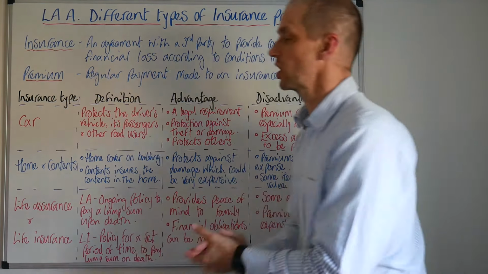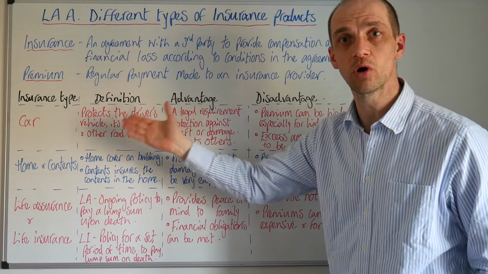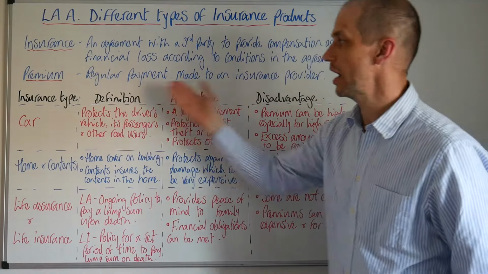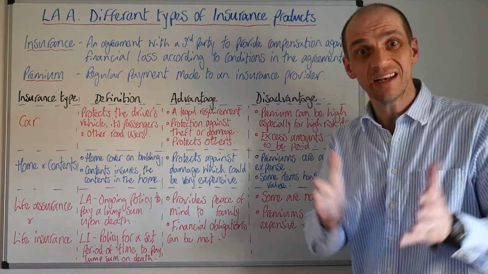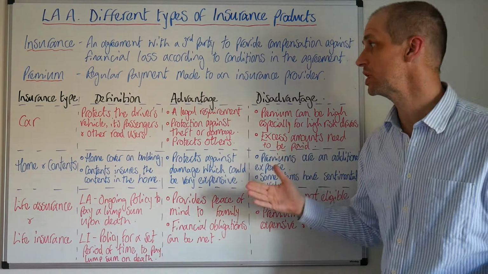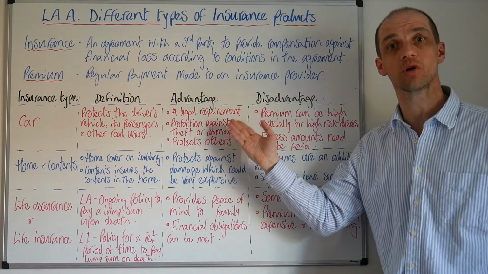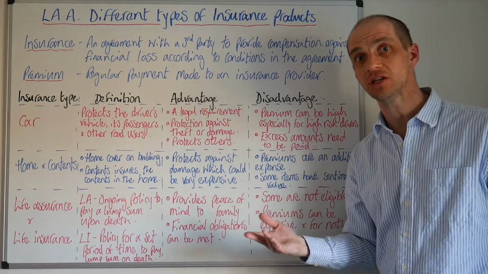Okay, so let's take a look at what we've got. The first one's nice and straightforward here. We've got car insurance, of course. It protects the driver's vehicle, it protects its passengers, and it helps to protect other road users, of course. So that's really useful. It's a legal requirement, of course. It's protection against theft or damage.